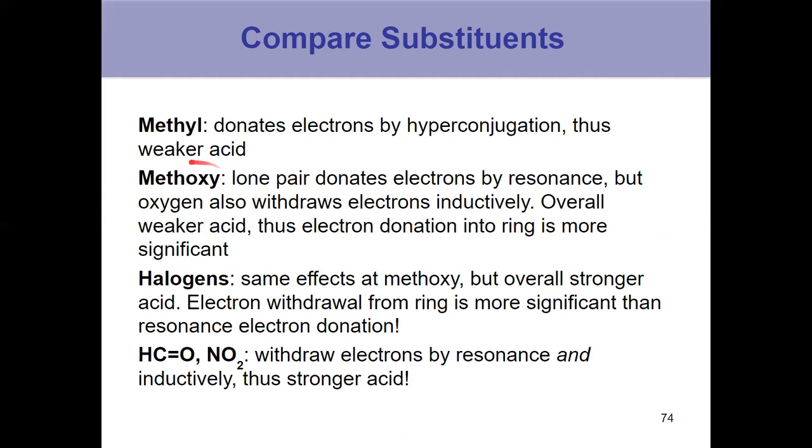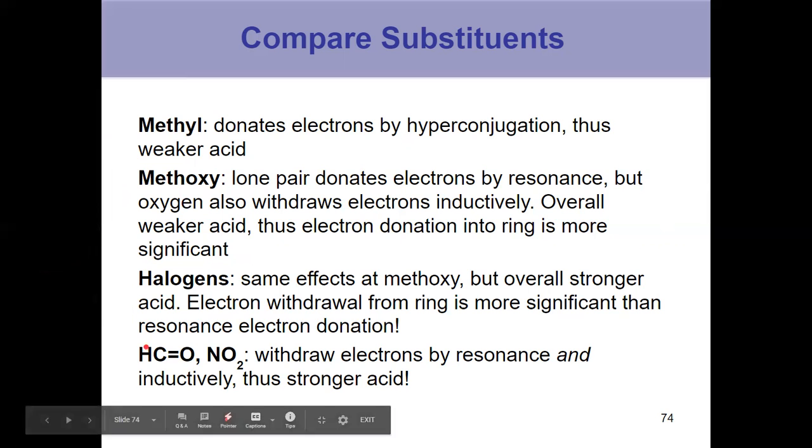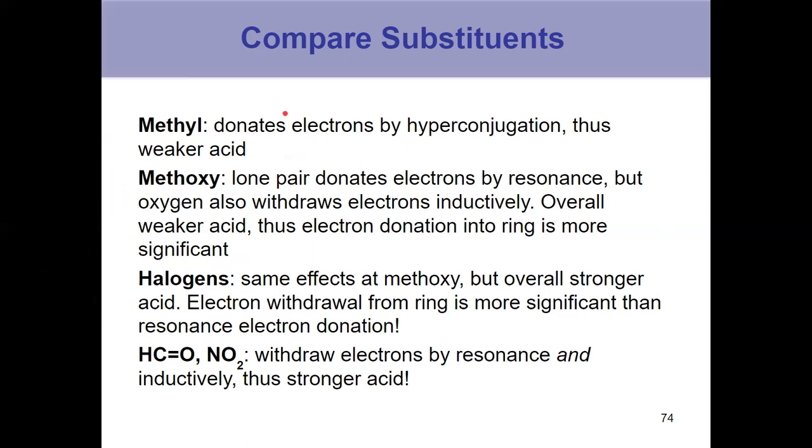So that tells me that for a methoxy group, the donation by resonance outweighs the electron withdrawal, versus a halogen, where the inductive electron withdrawal outweighs the donation by resonance. So you should draw a line here in the middle. These here are weaker acids. These bottom two are stronger acids. And then a methyl group donates electrons by hyperconjugation. So that gives you a weaker acid.